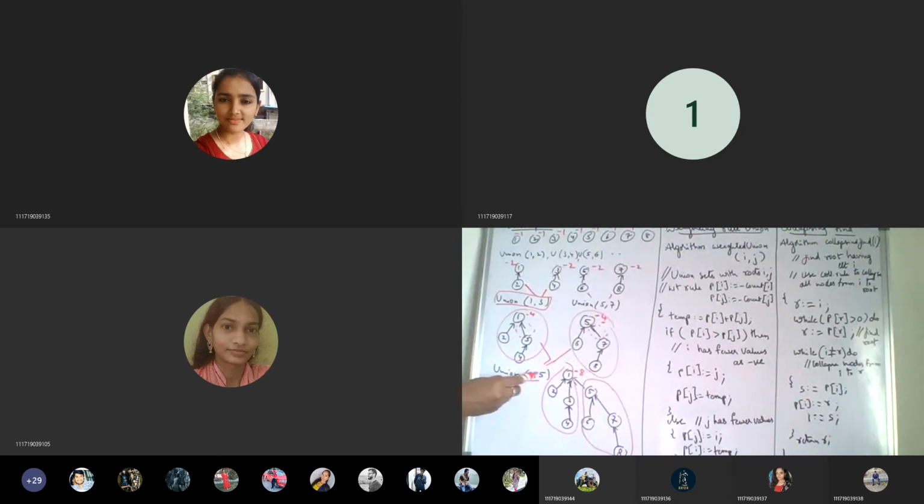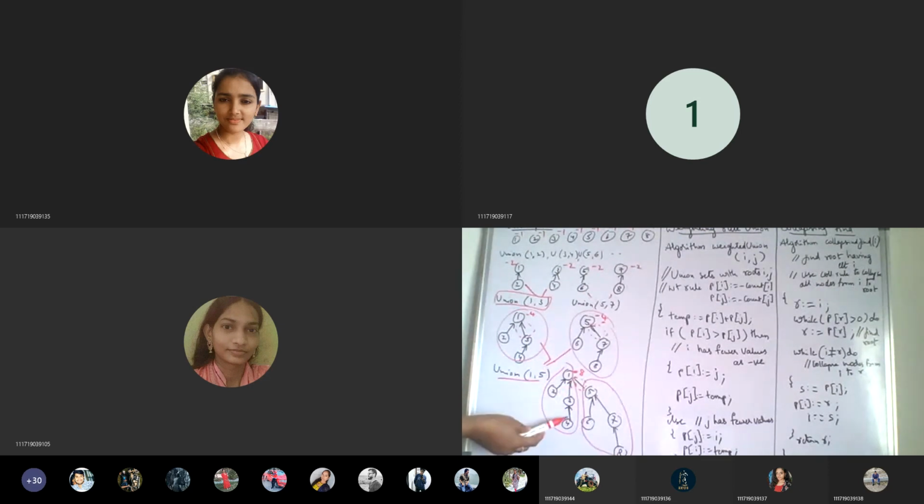When we are saying 1 comma 5, root 1 and root 5 have to be taken as union. This is done by this arrow, by connecting 5 to 1. So node 5 becomes the child of parent 1. That means we need to rewrite the weight here. Negative indicates it's a root.